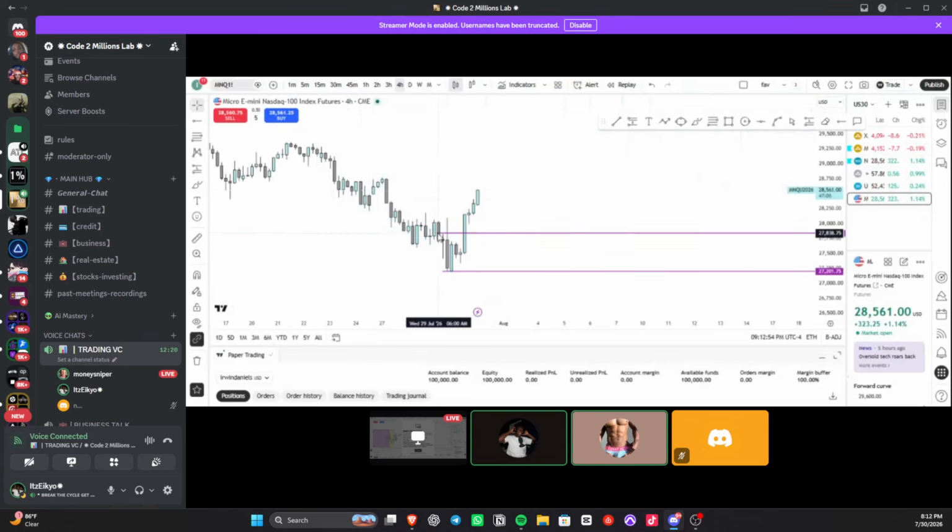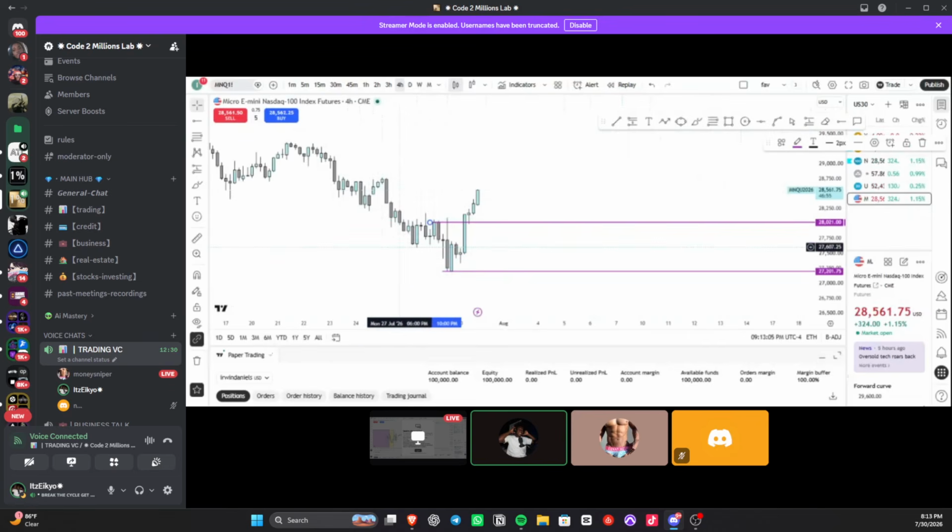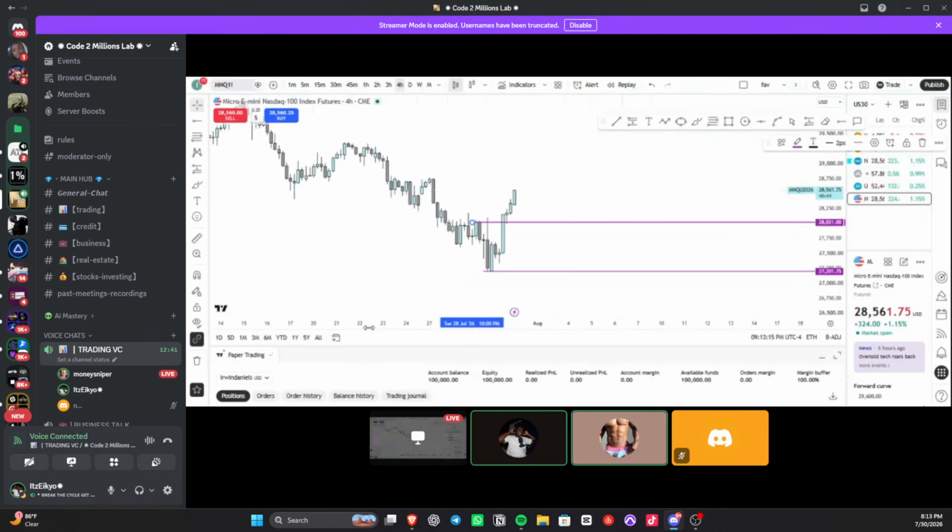Okay, looking at it, that would be more valid to be honest than that one. And looking left to right, what do you see about the chart? NAS 100. What does it look like it's doing? Looking from left to right, like the overall trend. What does it look like it's doing, and what does it look like it's forming?